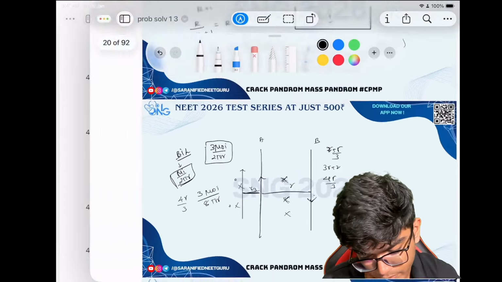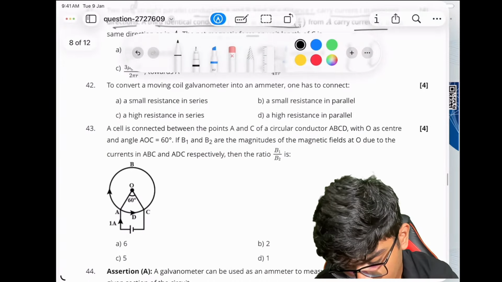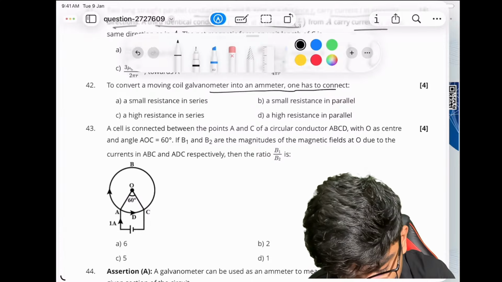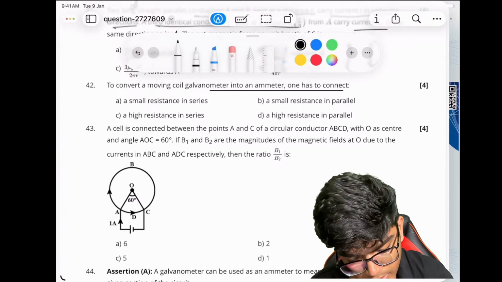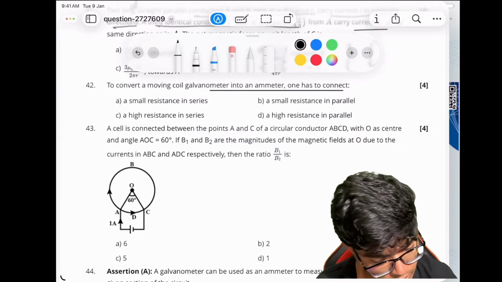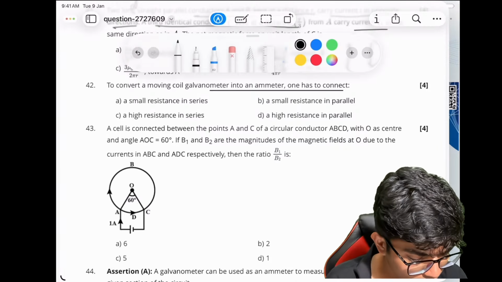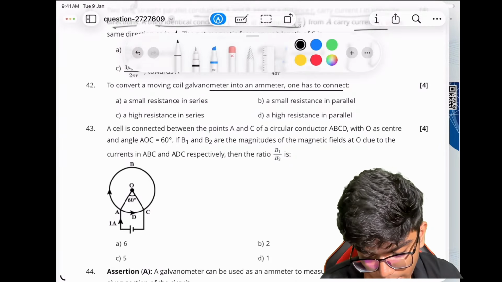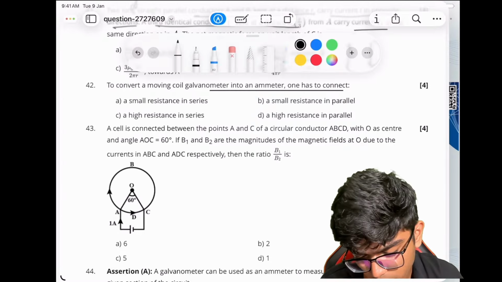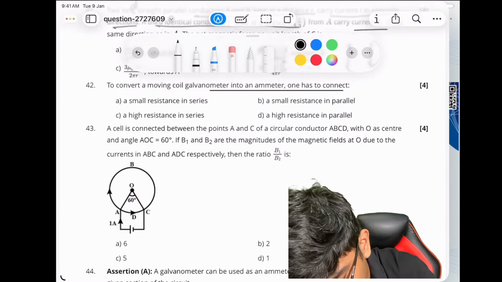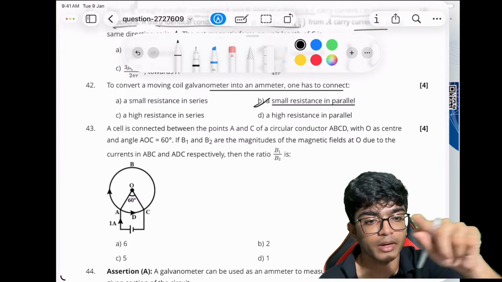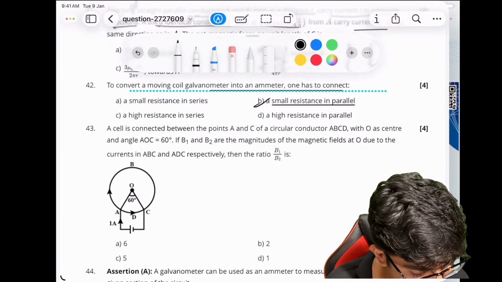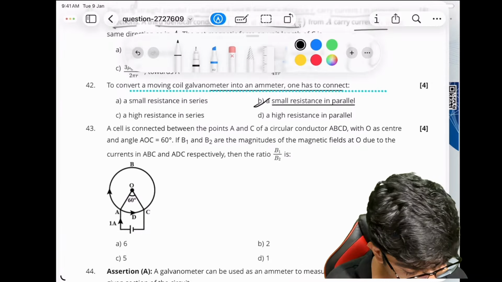Okay, fine. To convert a galvanometer coil into an ammeter, one has to connect a small resistance in series or parallel. This is a very simple concept. When converting a galvanometer to an ammeter, maximum current should flow. So in parallel, if you have the least resistance, I can have maximum current flowing through it. Okay, fine.